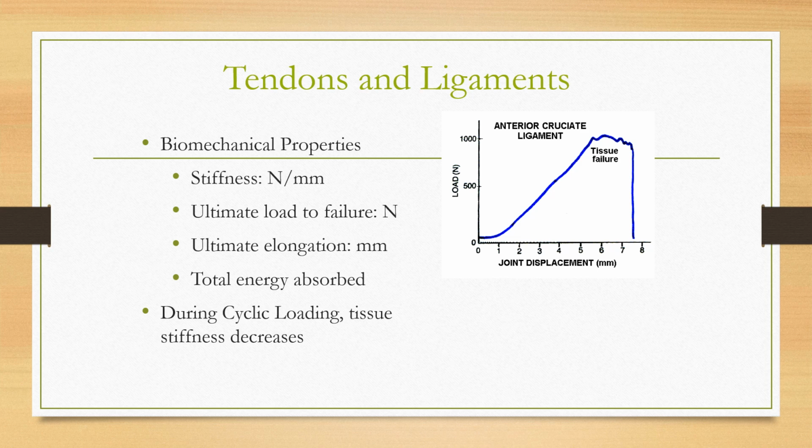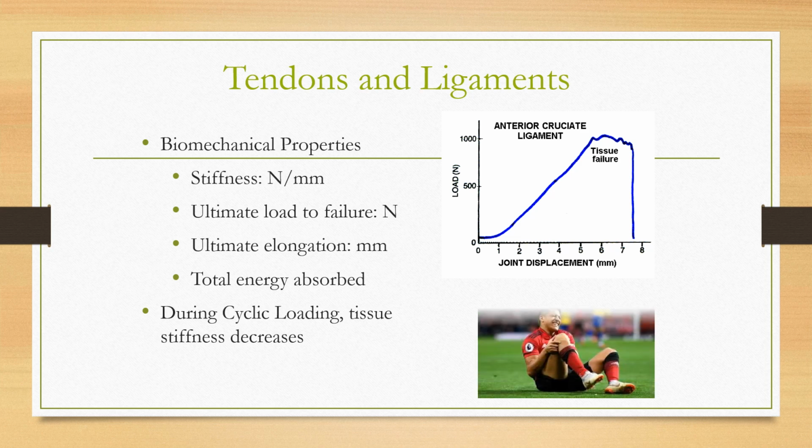Now, during cyclic loading, the tissue stiffness decreases. So that means it is both more easily elongated and more easily broken, which is why we see more injuries, ligamentous and tendinous injuries, at the end of a practice or competition than we do at the beginning.